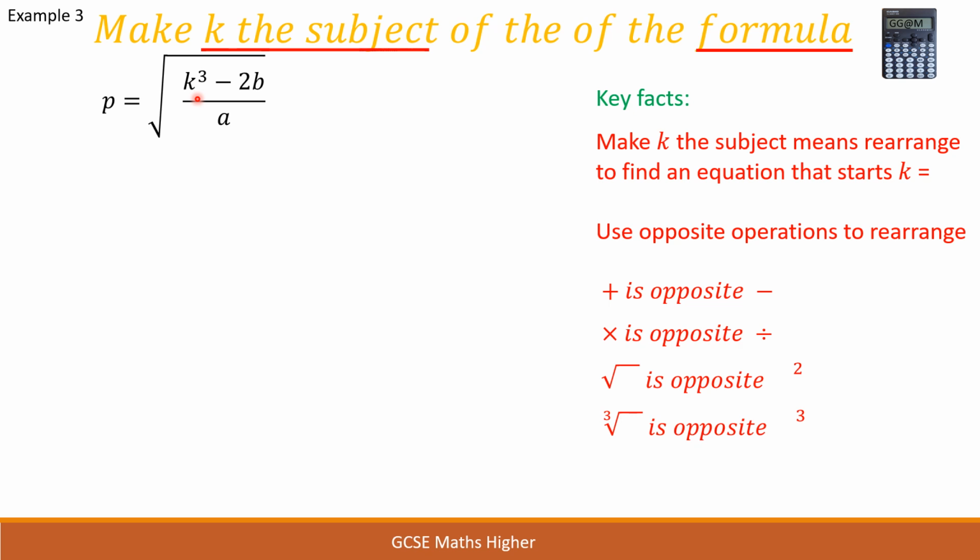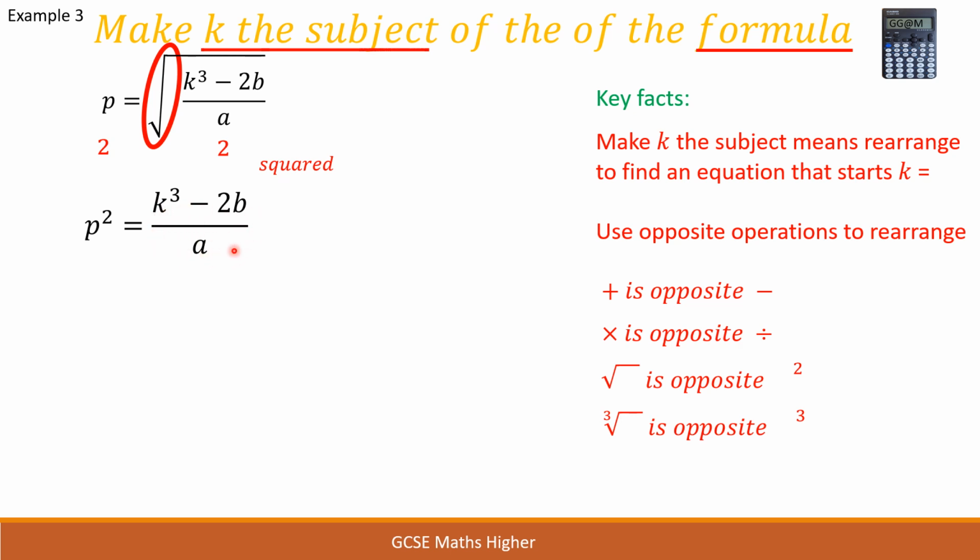Great work. So hopefully you've managed to have a go at trying to work this through on your own to get k equals. So our first step is getting rid of the thing furthest away from the k, and that is this root that is over the whole expression. So we're going to get rid of this square root term first. Now the opposite to square root is squared, so I'm going to square both sides. So p squared just becomes p squared. When I square the right hand side, this root disappears, leaving me with k cubed minus 2b, all divided by a.